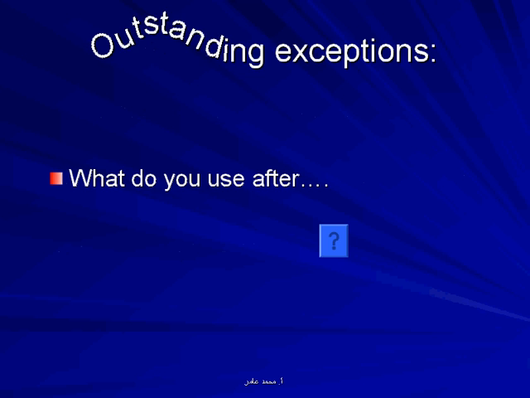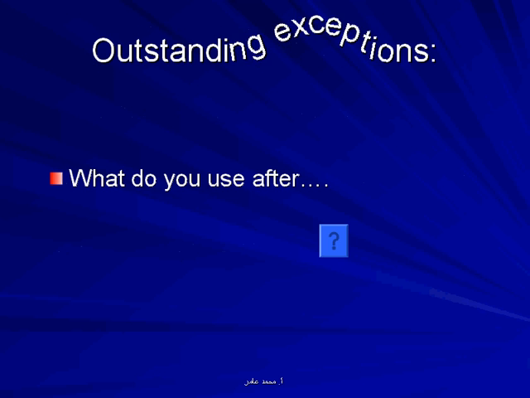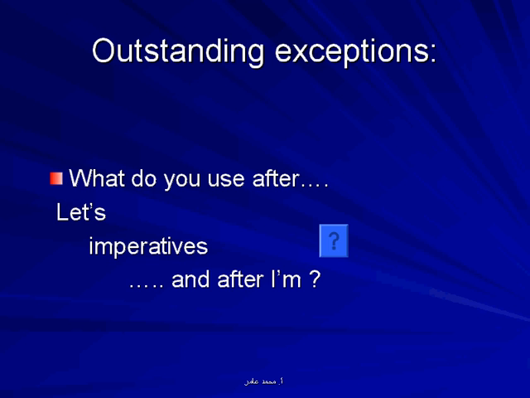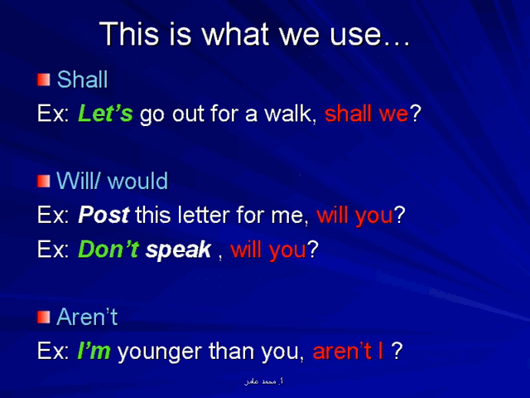Now, outstanding exceptions. What do you use after let's, or imperatives, and after I am? This is what we use. Shall. Let's go out for a walk, shall we? Shall, for example, let's go out for a walk, shall we?